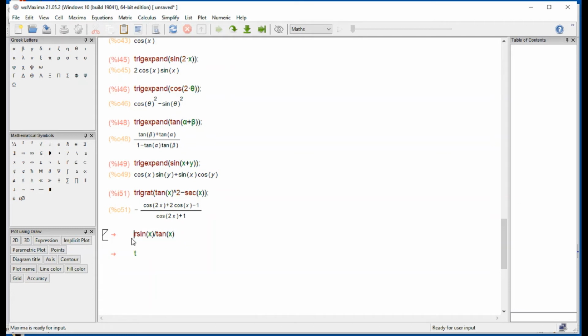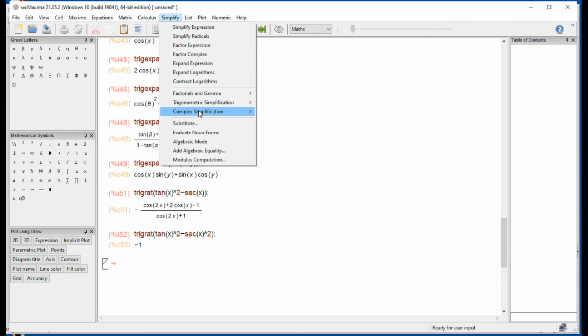Let me just type, delete here, trig rat, tangent of x square minus secant of x square. That gives me minus 1. There's a trigonometric identity that relates the tangent square with the secant square. And so these are the examples I want to show you for trigonometric.